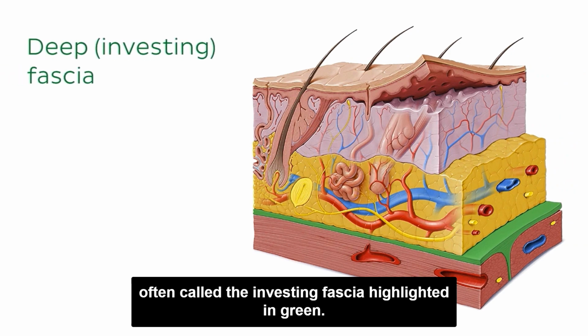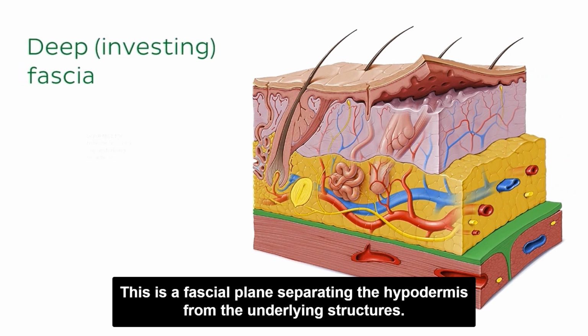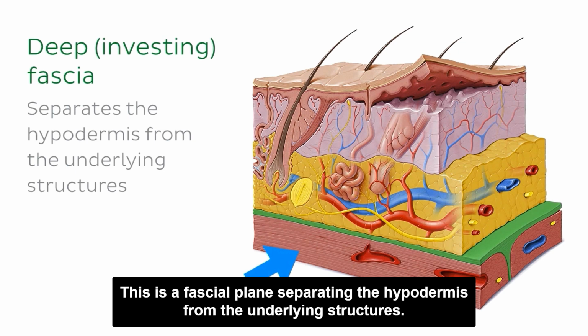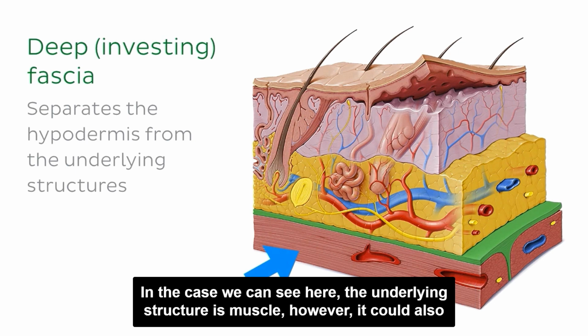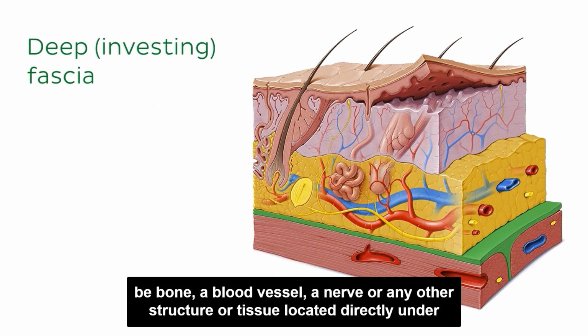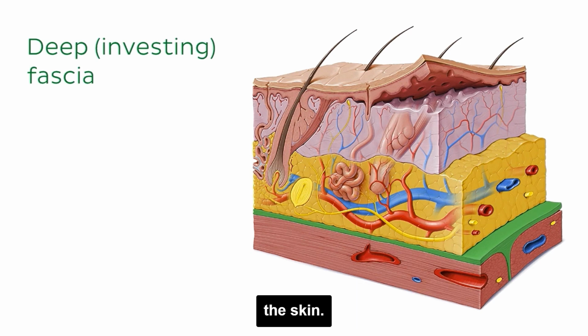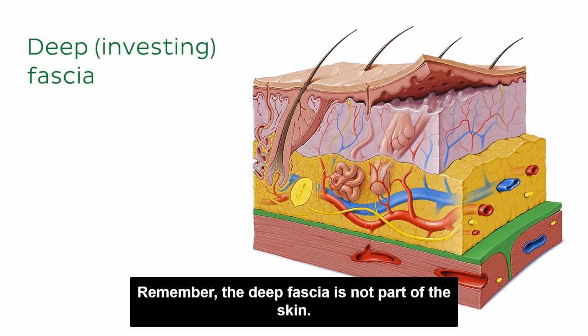If we return briefly to our illustration of the skin layers, we can see the deep fascia, often called the investing fascia, highlighted in green. This is a fascial plane separating the hypodermis from the underlying structures. In the case we can see here, the underlying structure is muscle. However, it could also be bone, a blood vessel, a nerve, or any other structure or tissue located directly under the skin. Remember, the deep fascia is not part of the skin.